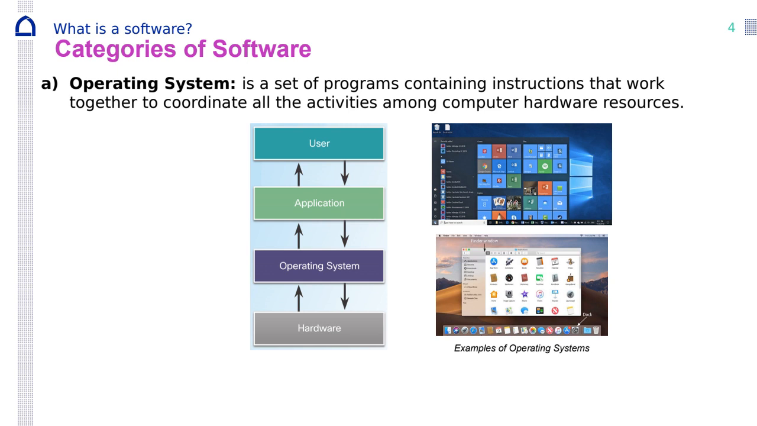Operating system, like what? Windows. Windows is an operating system. Yeah, Linux. So the operating system is a set of programs containing instructions that work together to coordinate all activities among computer hardware resources. So without the OS, my computer will not work. It will be just a piece of hardware. Okay.